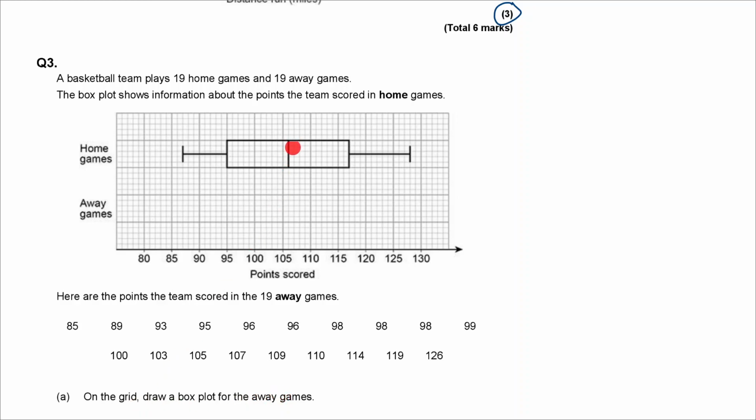Let's begin by getting the median for the away games. And to do that, we've got to begin by crossing off our numbers. So let's go from the start and then the end. The start, the end. And we keep working through. First, just double check, are your numbers in order from smallest to biggest? Yes, they are. So we're good. Keep crossing off, keep crossing off, until we get to this value, which is the median. This is the median. Let's go and plot it onto our grid.